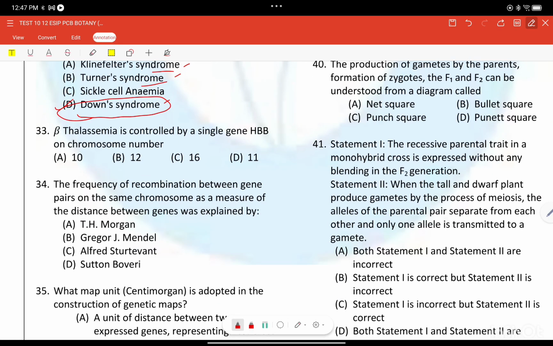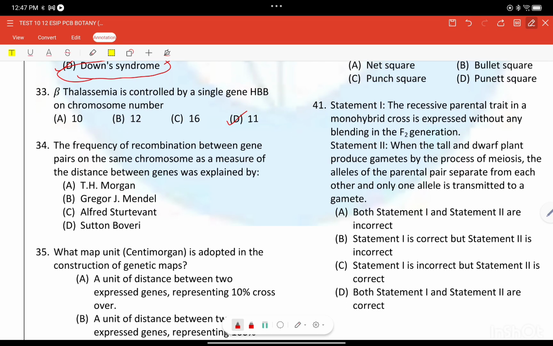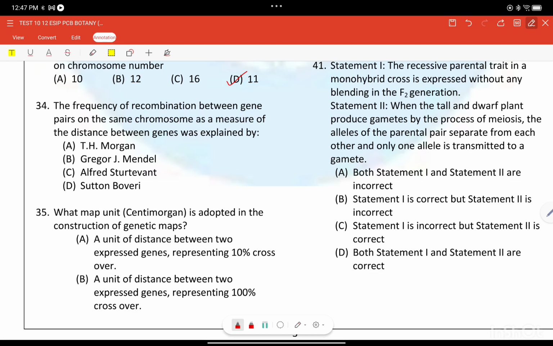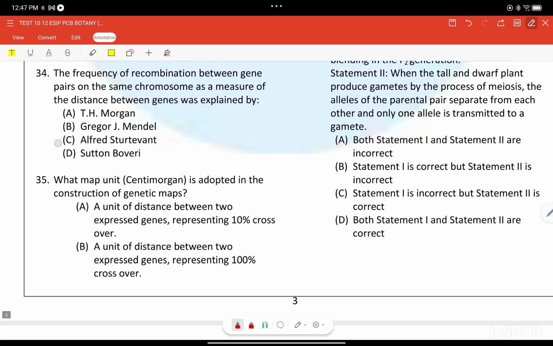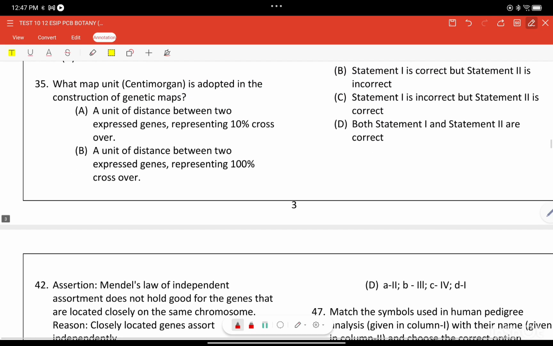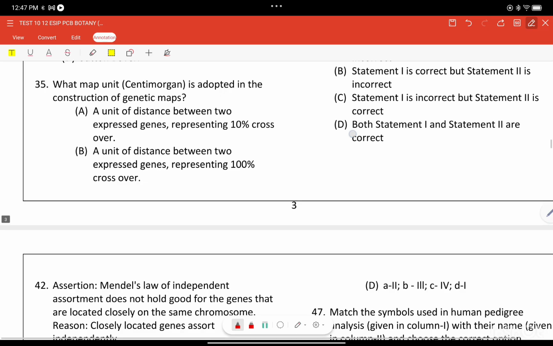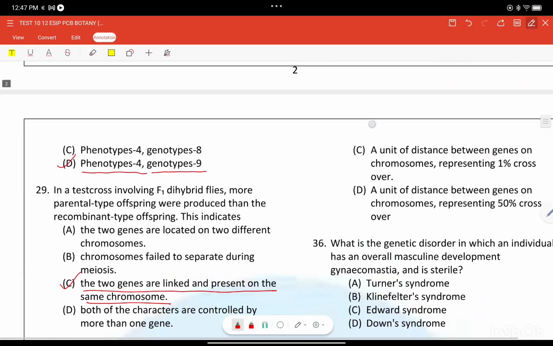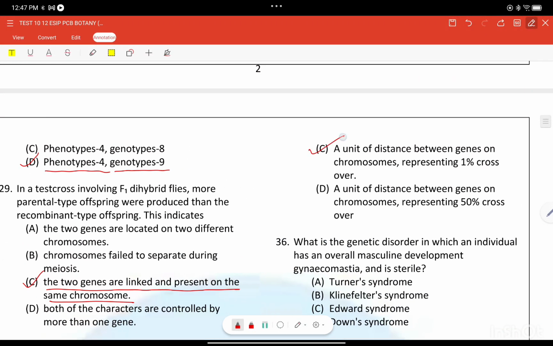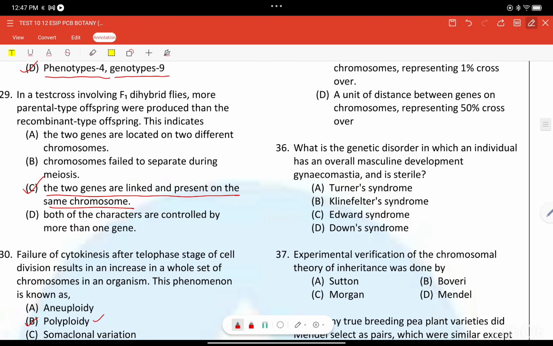Beta thalassemia is controlled by a single gene HBB on chromosome number 11. Alpha thalassemia is on chromosome number 16, beta thalassemia on chromosome number 11. The frequency of recombination between gene pairs on the same chromosome as a measure of distance between the genes was given by Alfred Sturtevant. The map unit centimorgan is adopted in construction of genetic map, and it is a unit distance between genes, that is 1% recombination or crossing over.